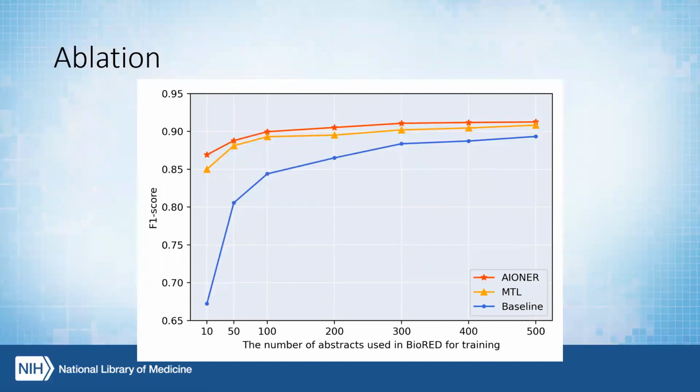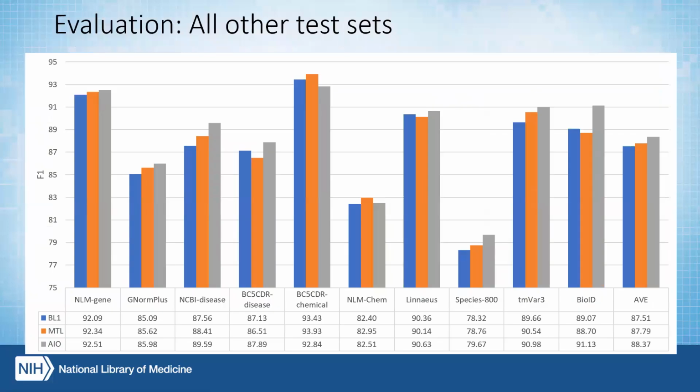AIONER also consistently outperforms both the baseline and MTL as we decrease the number of bio-read abstracts used for training. Evaluation across the test sets of all training corpora revealed similar results. AIONER proves beneficial on average, with performance dropping compared to the baseline on only one dataset. AIONER also outperforms MTL on average, and MTL performance drops compared to the baseline for 3 datasets.